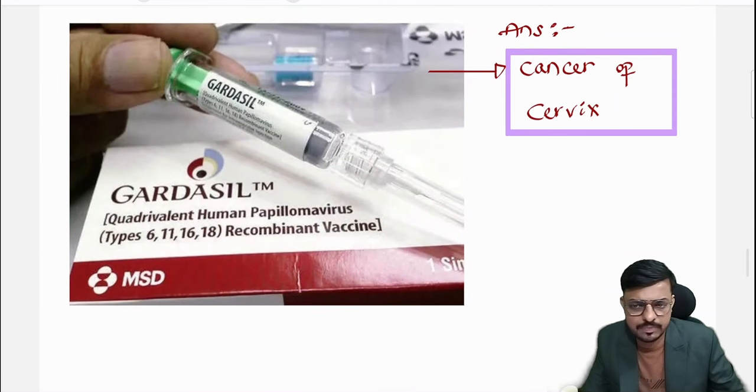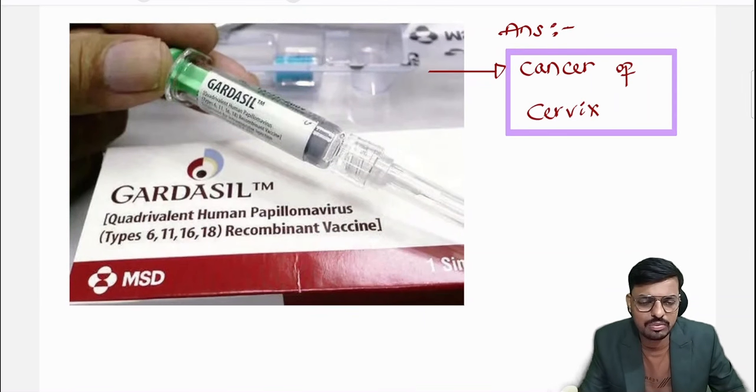Right, the next question, that was Gardasil, in the important OBG questions previously. Okay, in the previous sessions I told you about Gardasil and Cervarix. Okay, so which one is the nonavalent, which one is the quadrivalent. Okay, and which one we are giving to both male and female.